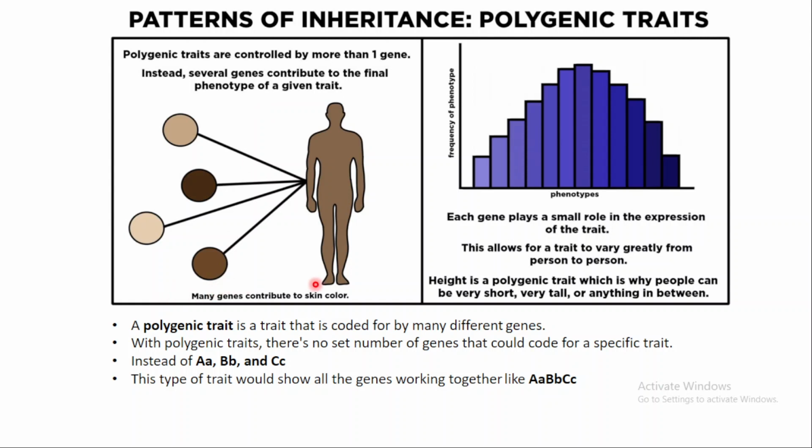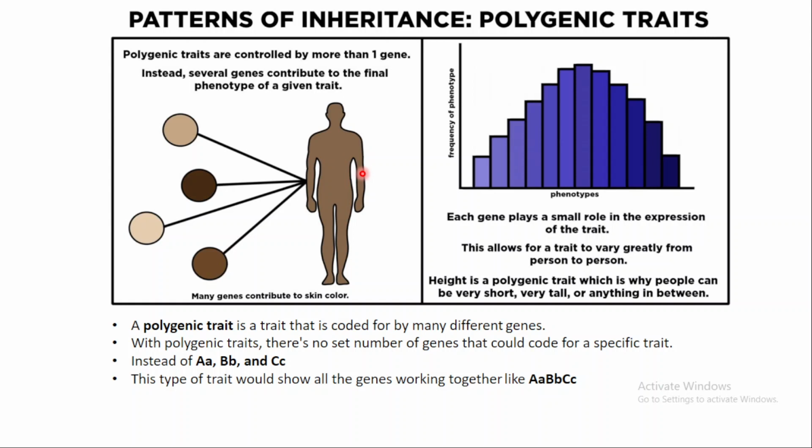So how does polygenic inheritance work? Each gene in the group of polygenic genes which control a trait like skin color plays a small role in expression of the trait. So you can see these are different variations of the brown color or the skin tones we have. We have fair, we have medium brown, and we have dark. So different genes code for these colors and they express a part of the whole skin color trait.